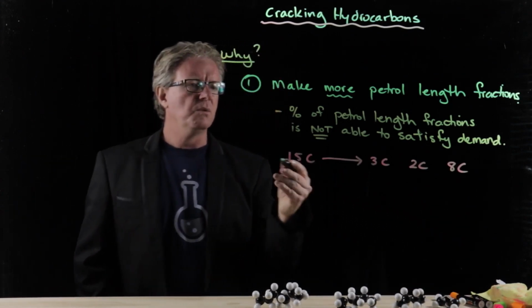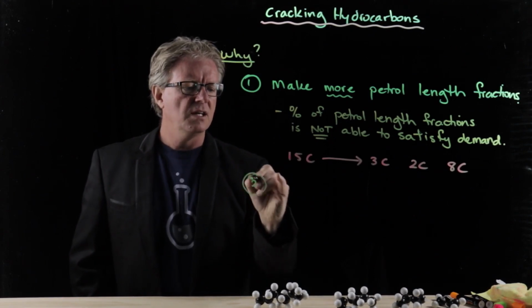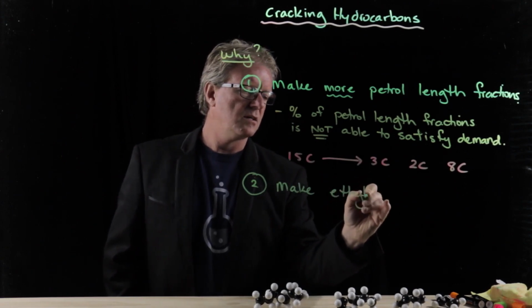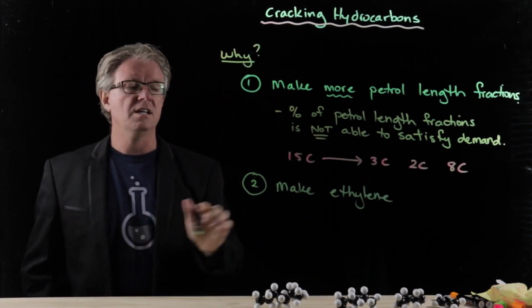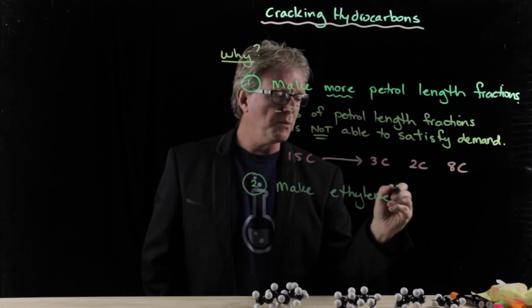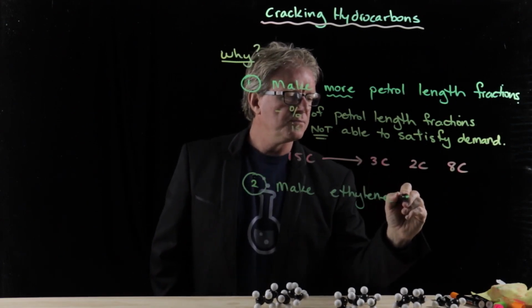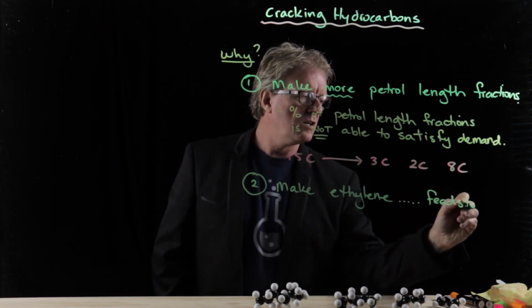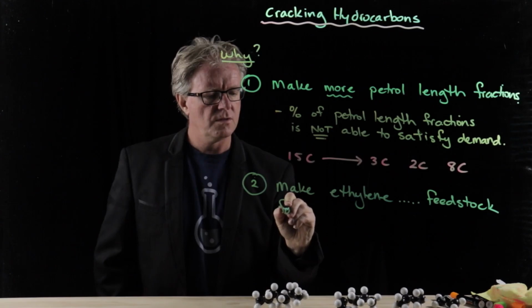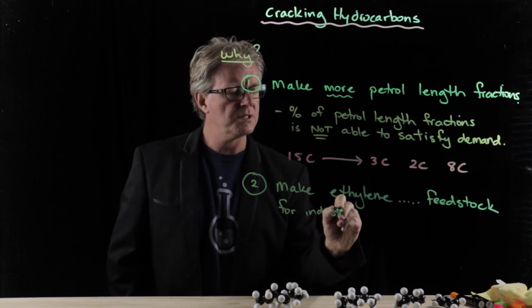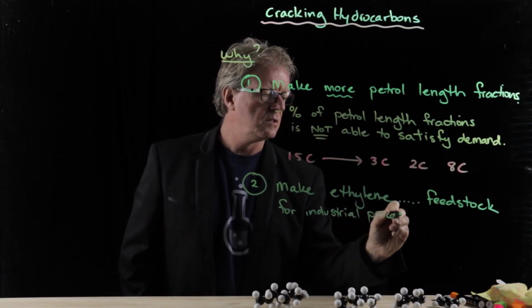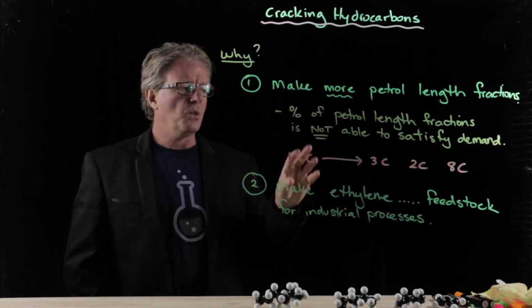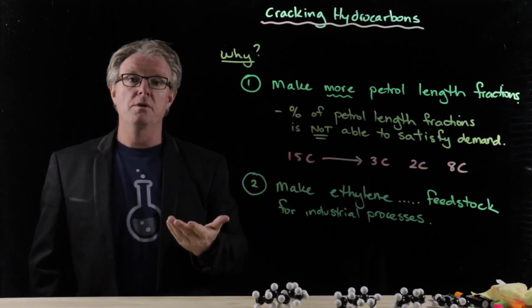The second reason why we want to crack larger fractions is to make ethene. The common name for ethene is ethylene. And why do we want to make it? We want to make ethylene so it can be used as a feedstock for industrial processes. So what do we mean by feedstock? Well, feedstock is the starting chemical of a process.